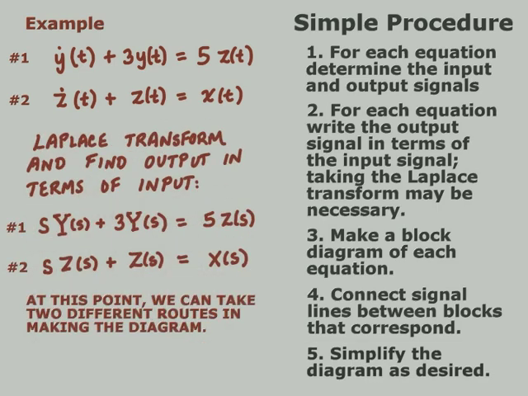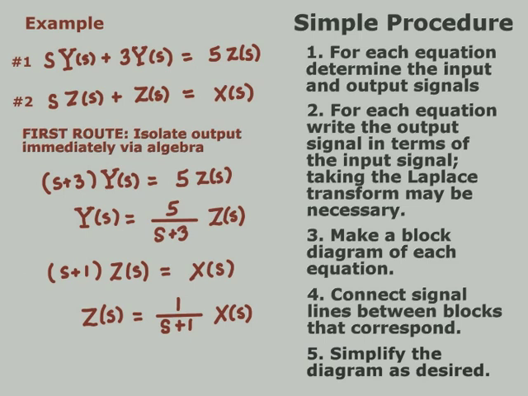Let's now Laplace transform these 2 equations and find their outputs in terms of their inputs. So number 1 becomes s times Y(s) plus 3Y(s) equals 5Z(s). And number 2 becomes s times Z(s) plus Z(s) equals X(s). At this point in solving, we can take 2 different routes toward the solution and 2 different routes in making the diagrams. I'll show both of these in this lecture.